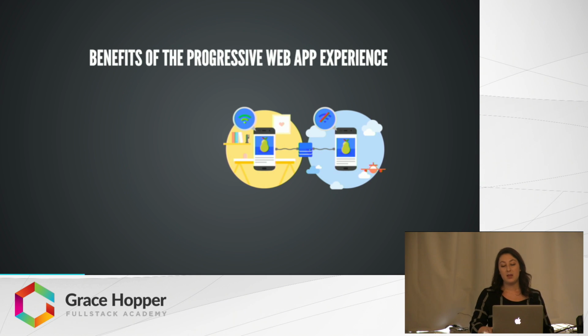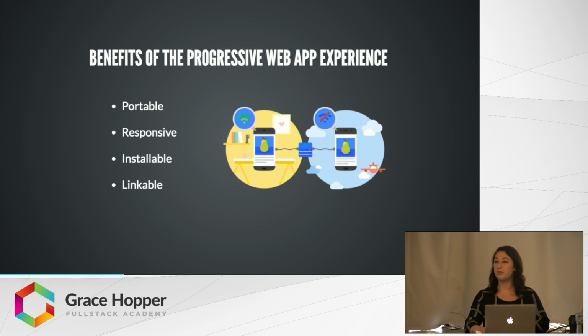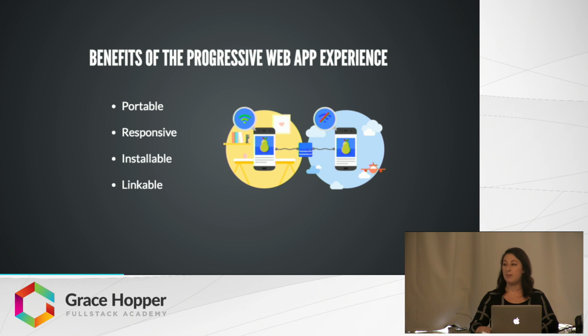Some of the benefits of the progressive web app experience would include the fact that they're portable, so they work across all browsers. And they're responsive, so they adapt to any device, whether you're using a smartphone, a tablet, or whatever we come up with next. They're installable, so they can be added to the user's home screen and accessed through the icon, just like a native app would be. And they're also linkable, so they're easy to share with your friends just by sending them the link, and you don't have to download it from an app store.